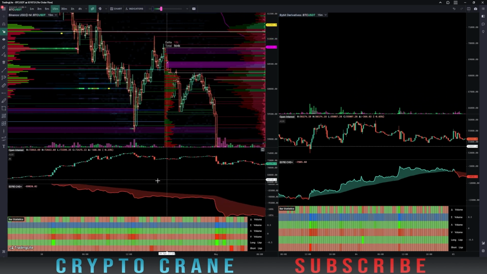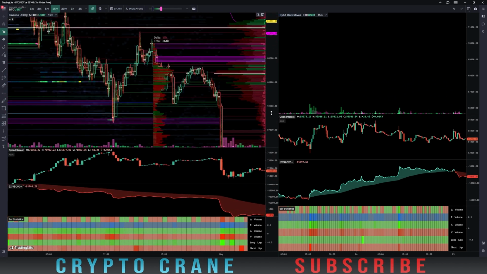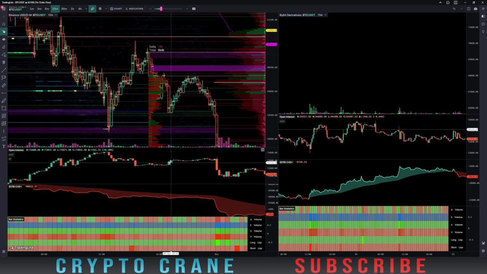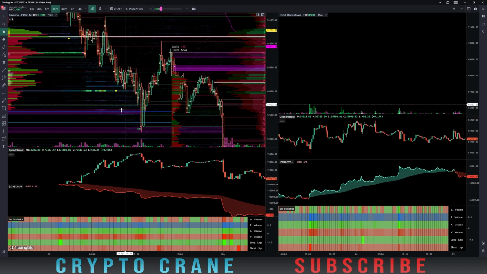How could we have known that this was going to roll over? Well, let's look at our open interest versus CVD. The open interest is the amount of positions being open. CVD is the direction they're being opened. You can see, first of all, when we came down to sweep this, we did not close out a lot of positions, right? There were still a lot of positions open.